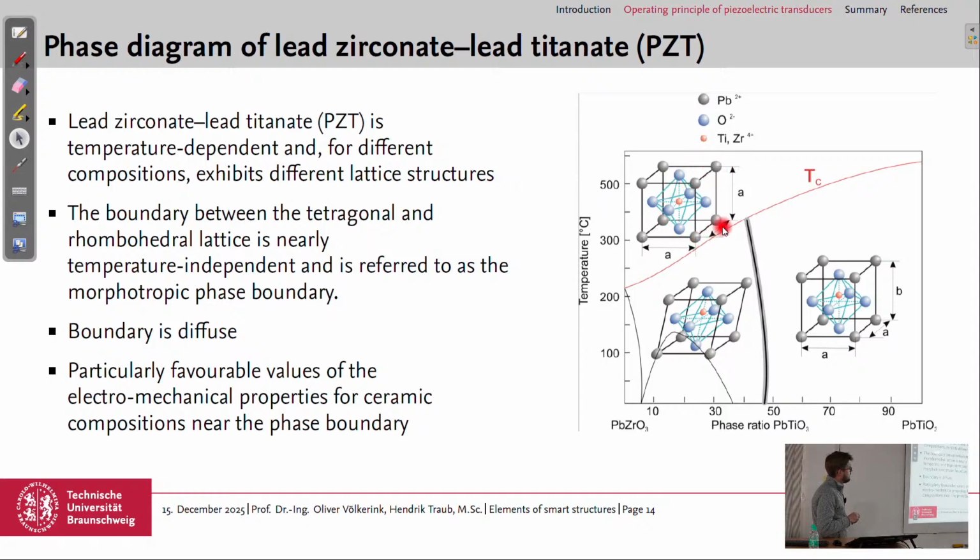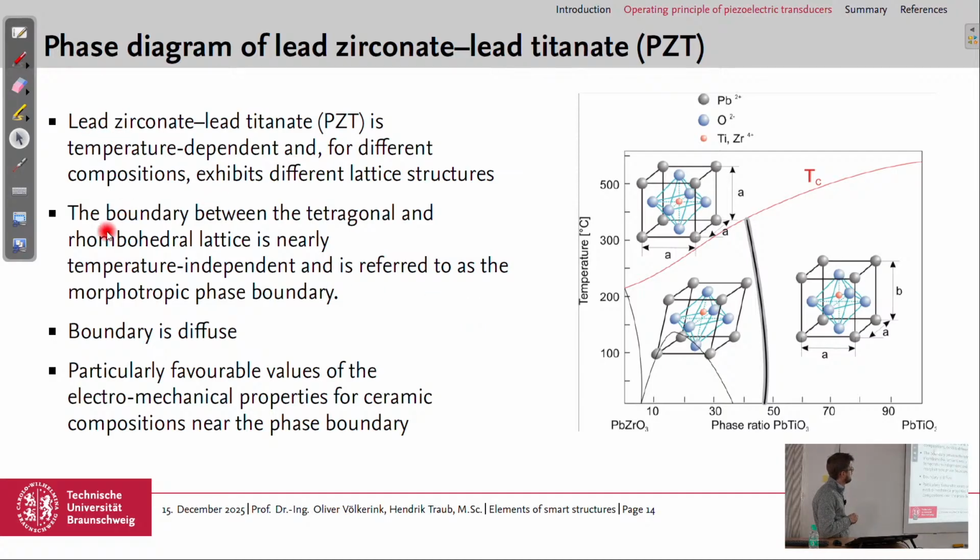Here in this phase diagram, we have the cubic lattice, which is above this line, which is Tc, the Curie temperature. And if we cool down the material, then it changes to a rhombohedral or a tetragonal lattice. And these two then have the piezoelectric effect. The cubic lattice does not have the piezoelectric effect. And this boundary between these two lattices depends on the composition of the material.